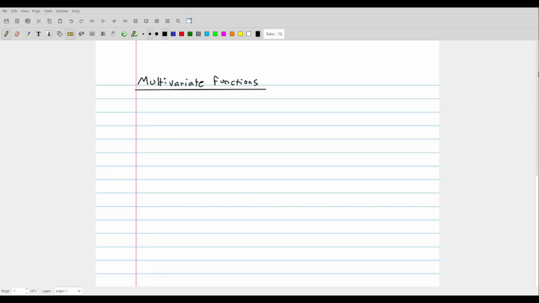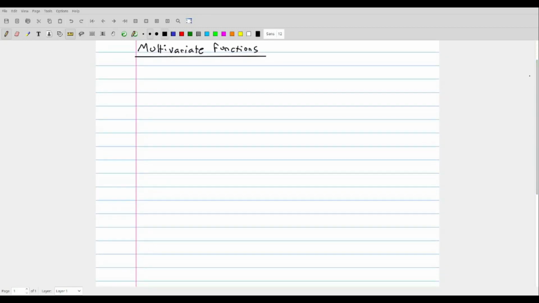So in my introduction to multivariable calculus video, I talked about many different applications for why we might want to consider multivariable functions. And in this lecture, we're going to be digging a little bit deeper into exactly what a multivariable function is. And we have a specific notation for a multivariable function.